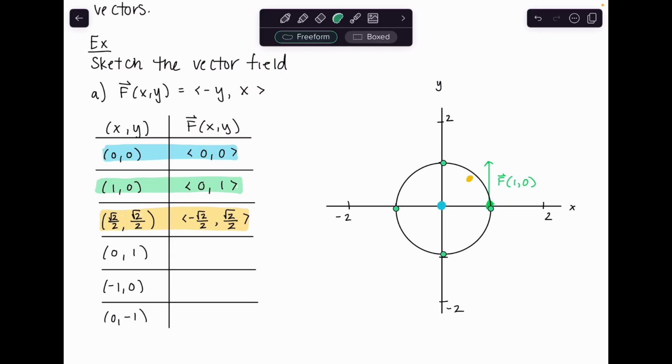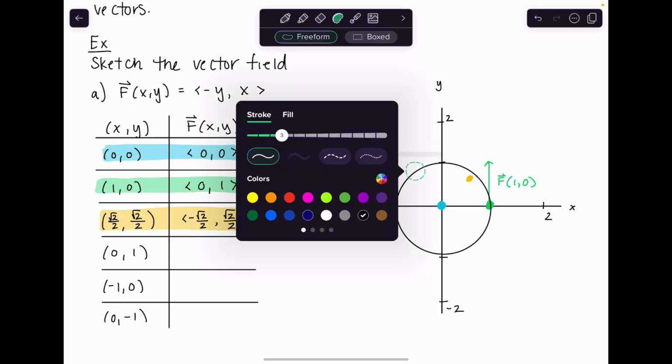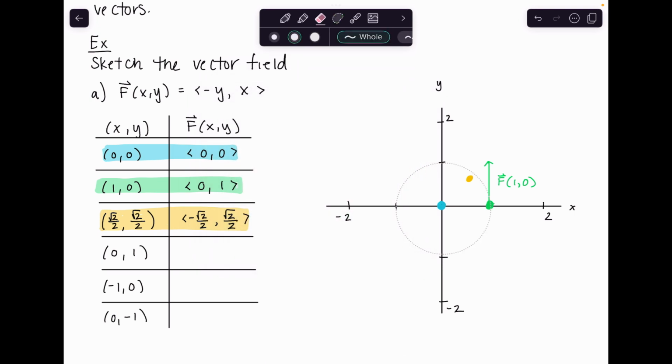We'll make this a lighter gray, and dotted. So there's our unit circle. That point's a little bit off, not a problem. It's right here at that 45-degree angle. So at that point, I need to plot my vector. Now here I have a negative x component and a positive y. So I have to go negative x and positive y, and they're the same distance. So this vector roughly points off like this. So this is f of root 2 over 2, root 2 over 2.